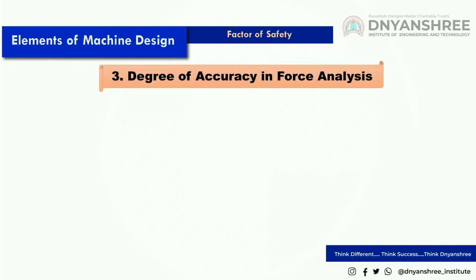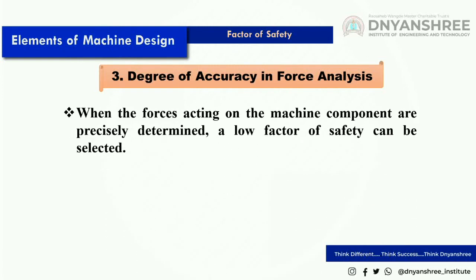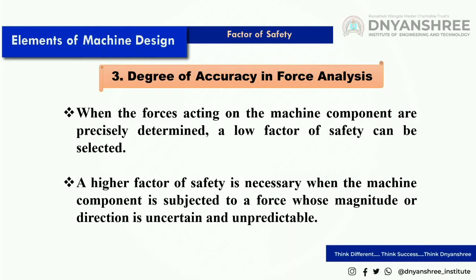Then the third factor is degree of accuracy in force analysis. When the forces acting on the machine component are precisely determined, a low factor of safety can be selected. If the forces acting on the machine element are precisely determined, that means total analysis is possible, and in that case a low factor of safety can be selected. A higher factor of safety is necessary when the machine component is subjected to a force whose magnitude or direction is uncertain or unpredictable.